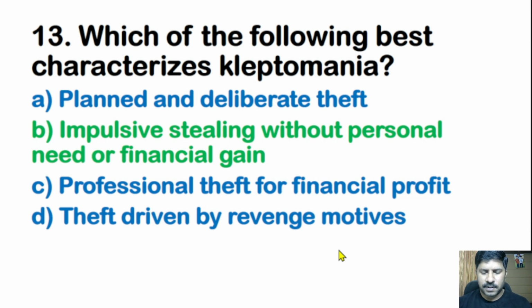Other kinds of theft mean the person sometimes gets financial profit, sometimes it may be due to revenge motives, and sometimes it may be a planned or deliberate theft. But in kleptomania, it is impulsive. In that particular situation, there is an impulse to steal that object. There is no specific reason for that. Because of that impulse, the person will steal the object.